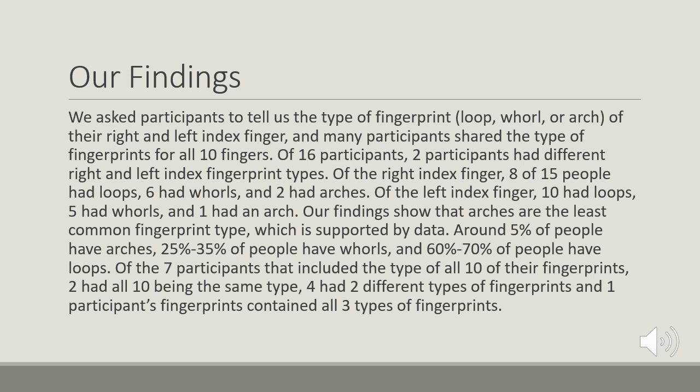Our findings show that arches are the least common fingerprint type, which is supported by data. Around 5% of people have arches, 25 to 35% of people have whorls, and 60 to 70% of people have loops. Of the 7 participants that included the type for all 10 of their fingerprints, 2 had all 10 fingerprints being the same type. 4 participants had 2 different types of fingerprints on their 10 fingers, and 1 participant's fingerprints contained all 3 types of fingerprints.